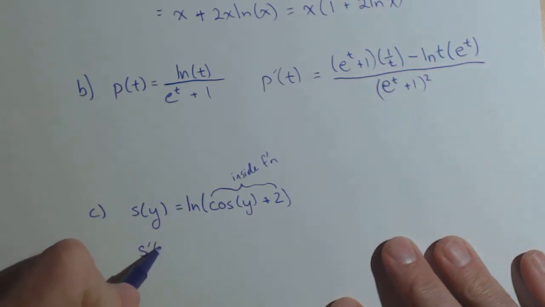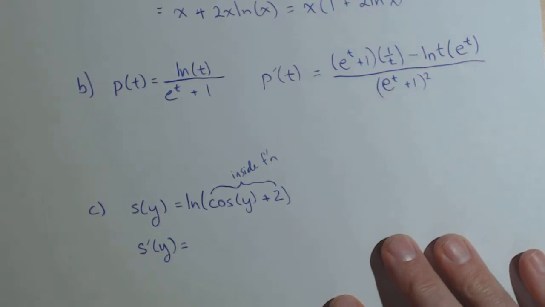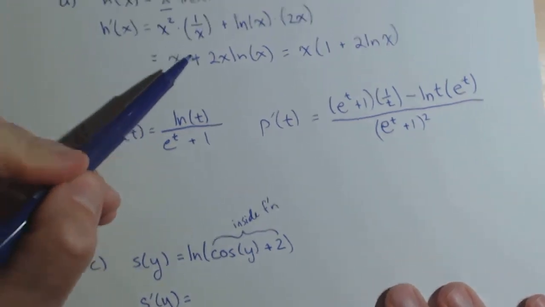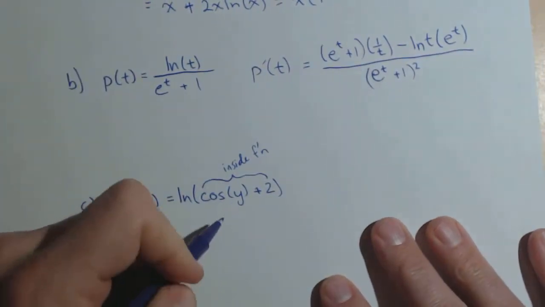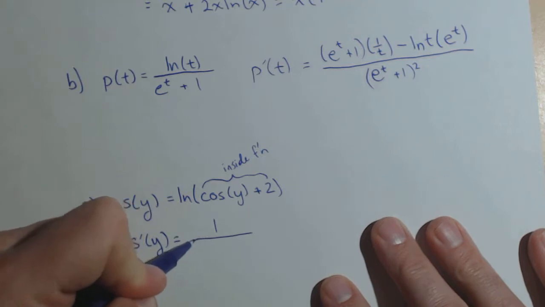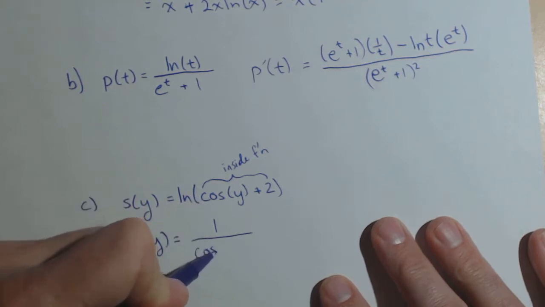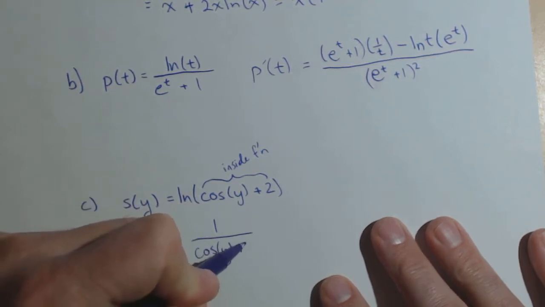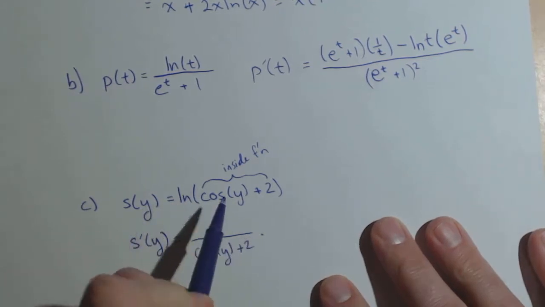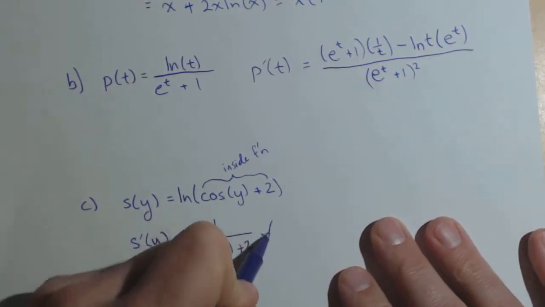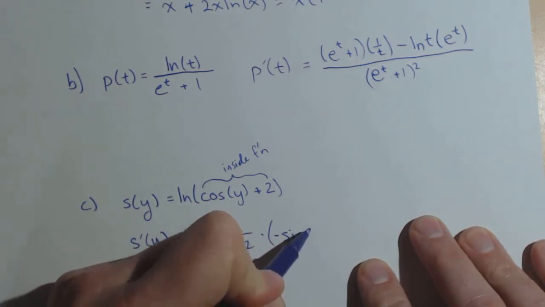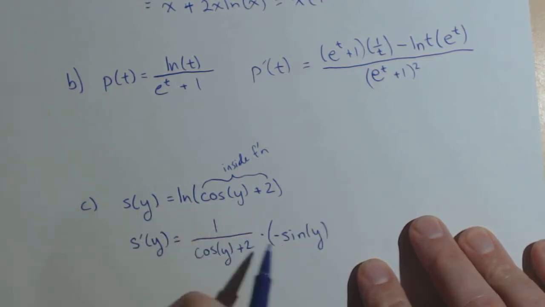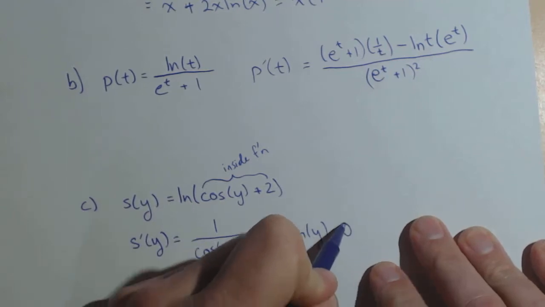So s prime of y, remember what a natural log does. The derivative of a natural log is just 1 over x, basically 1 over whatever you take the natural log of. So it's going to be 1 over, now leave the inside alone, cosine of y plus 2 times the derivative of the inside. So times the derivative of cosine, which is negative sine of y, and the derivative of 2 is 0.